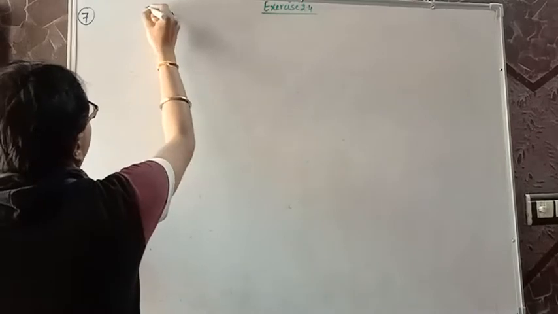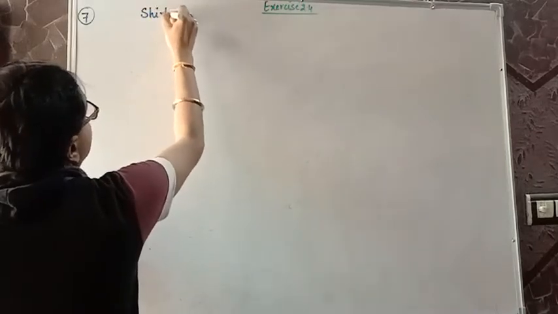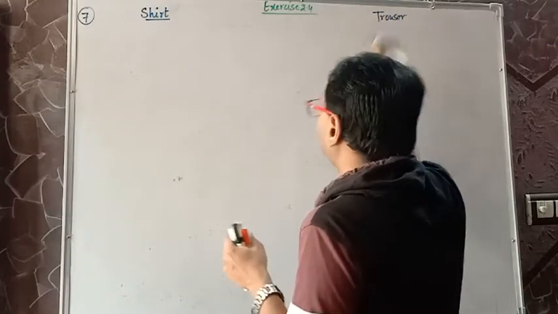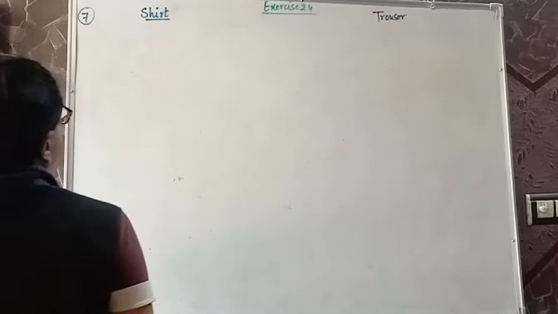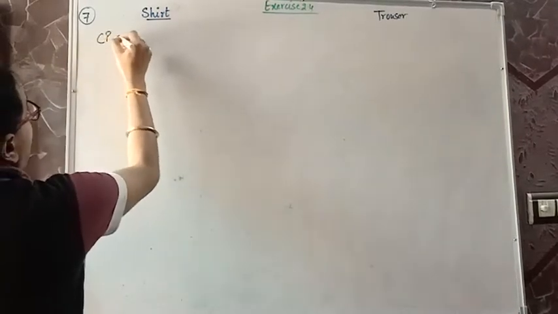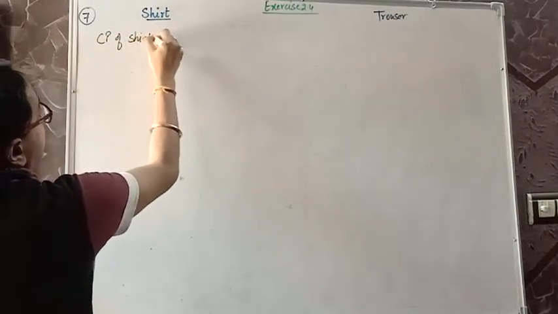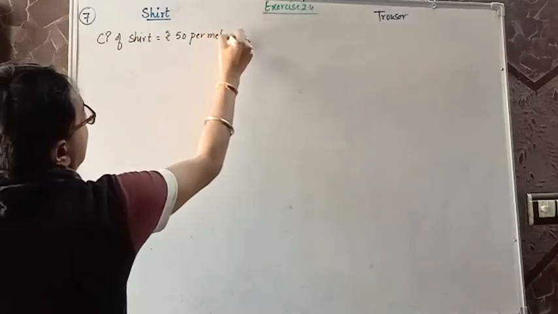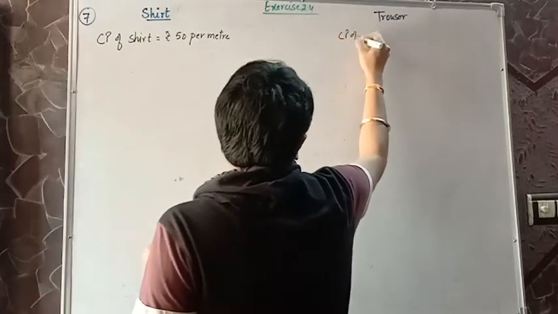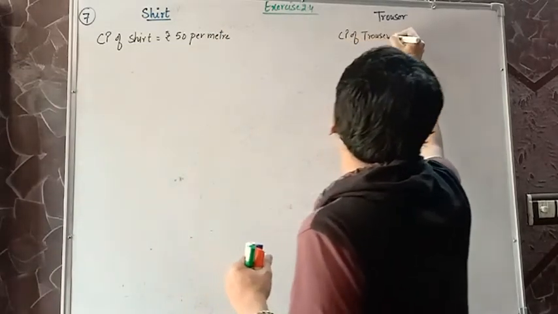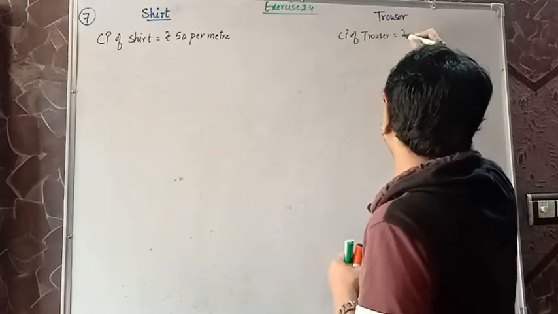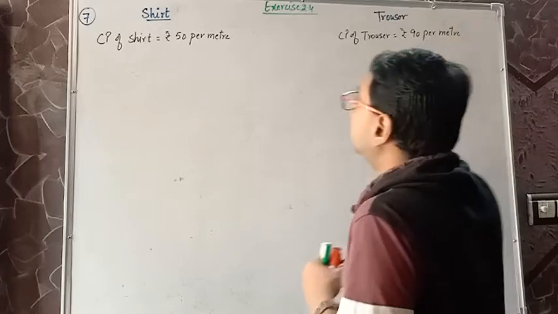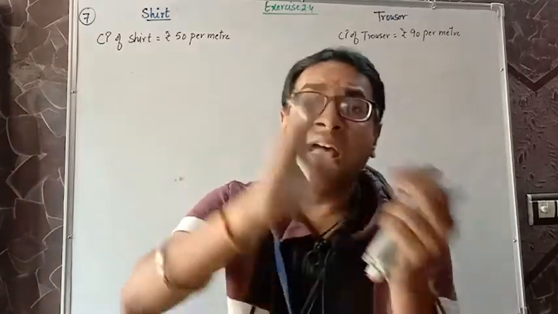So basically I will divide this question into 2 parts, where I will be discussing the shirt and the trouser separately. First thing, we have been given the CP of shirt, that is rupees 50 per meter, and the CP of trouser, because buying price is known as CP, cost price, at which somebody purchases. Clear? Next, it is given that for 3 meter of shirt he has to buy 2 meter of trouser.